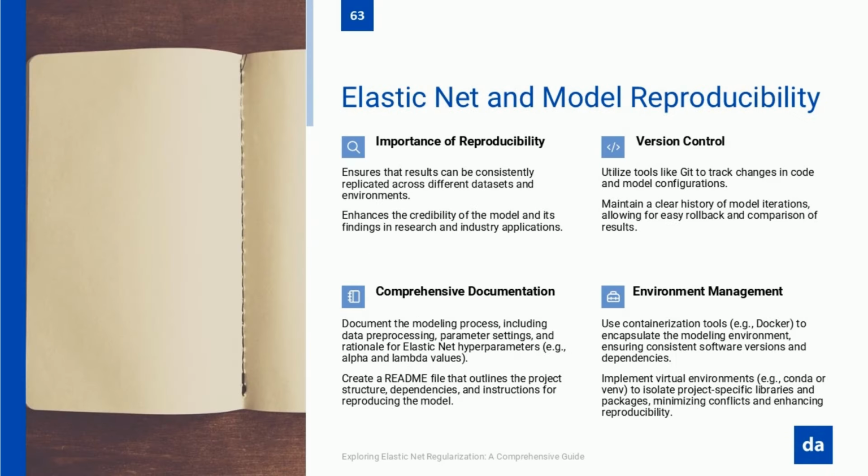A machine learning model is only valuable if its results can be reproduced consistently. Reproducibility means that if another team, or even the same team months later, retrains the Elastic Net model using the same data and parameters, they should get the same results. Without reproducibility, machine learning becomes unreliable, leading to wasted time, inconsistent decisions, and a lack of trust in the model.